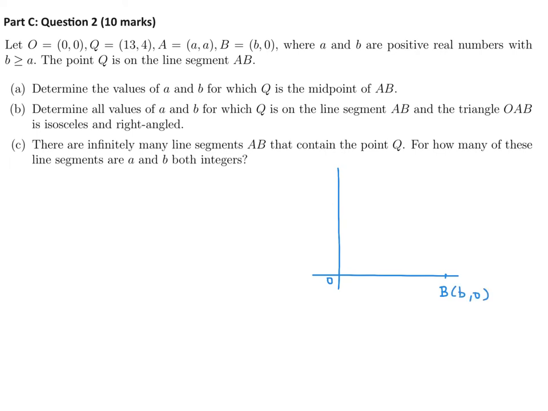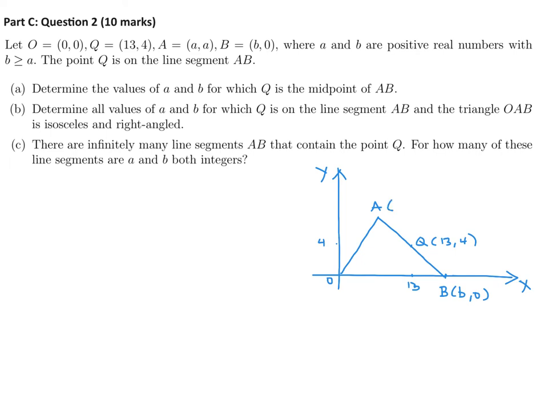B is 0. And 13, 4 is the midpoint, so I guess A is going to be somewhere here. And then the midpoint will be right here. So this is 13, and this is 4. So I guess if we join this, it'll look something like that, where this is the midpoint. So let's label this now. This is A, this is B, and the midpoint is, what are they calling it? Q. And that's 13, 4.